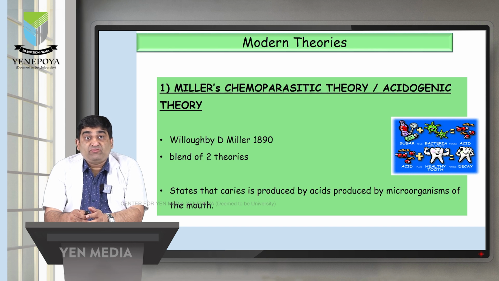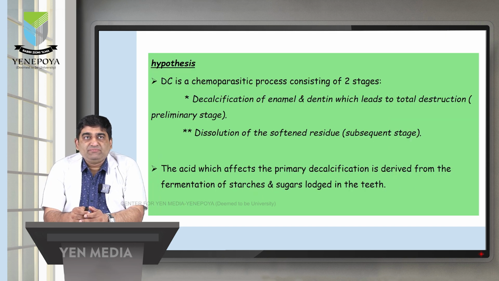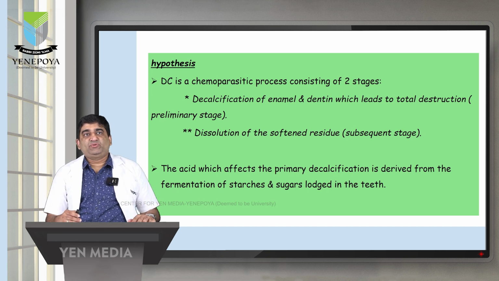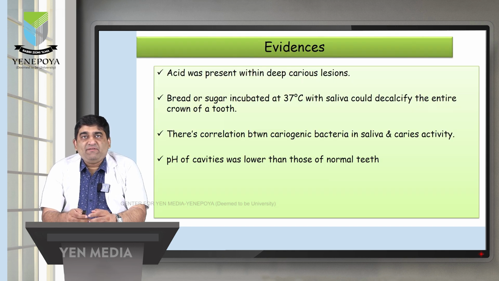1890. It's a blend of two theories which states that caries is produced by acids produced by the microorganisms of the mouth. He says that dental caries is a chemico-parasitic process consisting of two stages: decalcification of enamel and dentin, which leads to total destruction, that is the preliminary stage; and dissolution of the softened residue, which occurs in the subsequent stage. The acid which effects the primary decalcification is derived from the fermentation of the starches and sugars lodged in the teeth.